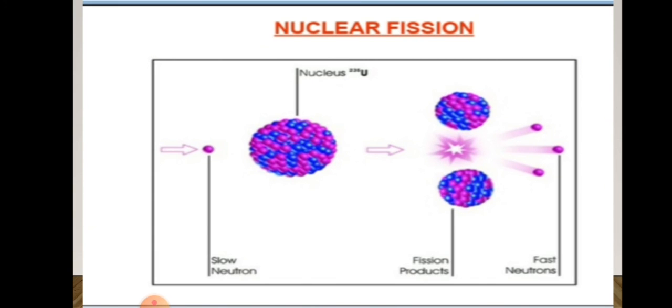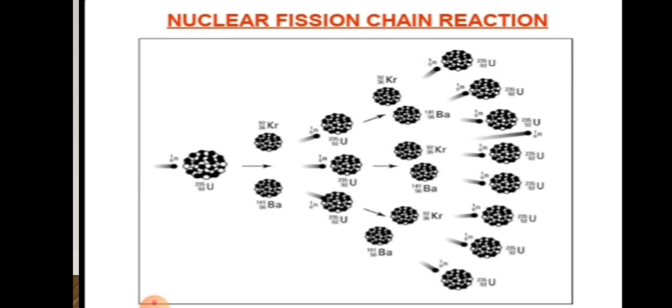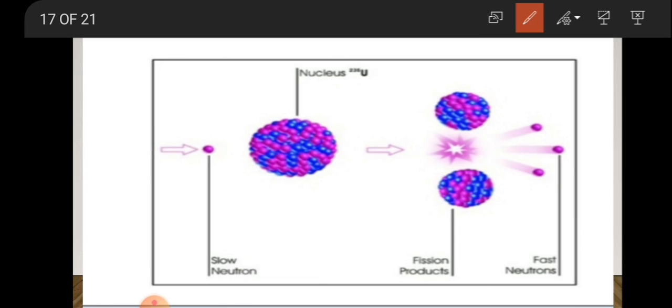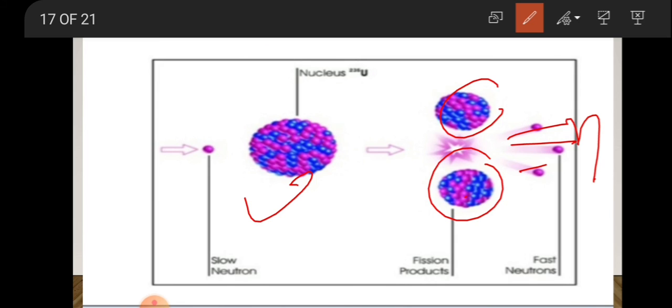This is the nuclear fission in which you can see heavy nuclei break into small nuclei, with a release of 3 neutrons. This is nuclear fission.